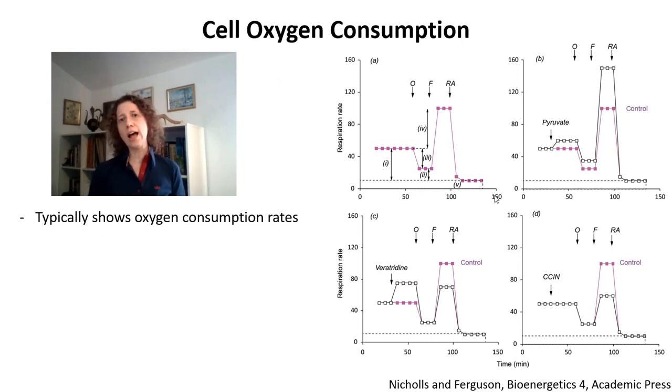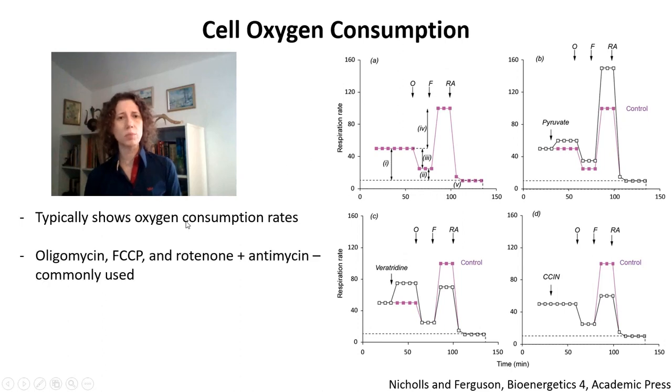The system actually allows you to make up to 4 additions of different things into your cell chamber during this time in which you're doing the experiment. Now, very commonly, 3 of these additions are going to be an addition of oligomycin, an inhibitor of the ATP synthase, an uncoupler such as FCCP, and then together 2 inhibitors of electron transport, which are rotenone, an inhibitor of complex 1, and antimycin, an inhibitor of complex 3. So let's quickly go over again what you would expect these drugs to do to respiration.